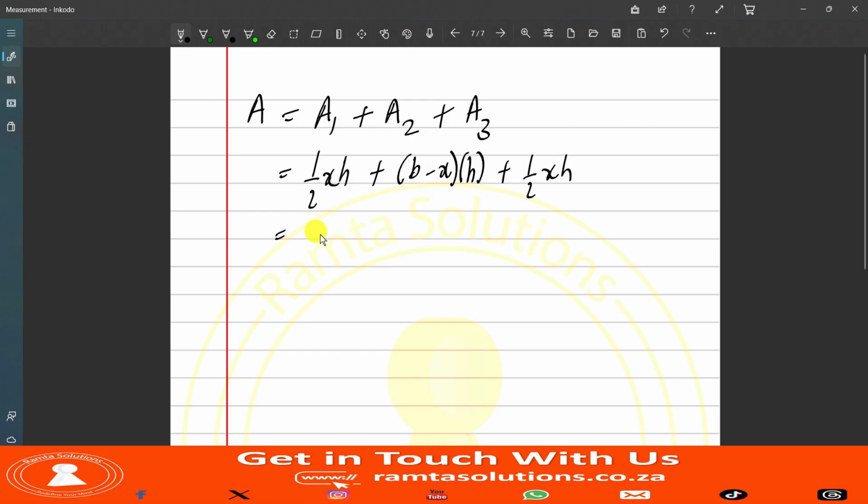Now, what do we have? I want you to now collect like terms. Half plus half is 1. Half xh plus half xh is xh. B times h is bh. Negative x times h is negative xh. Therefore, we can say area of a parallelogram is BH.